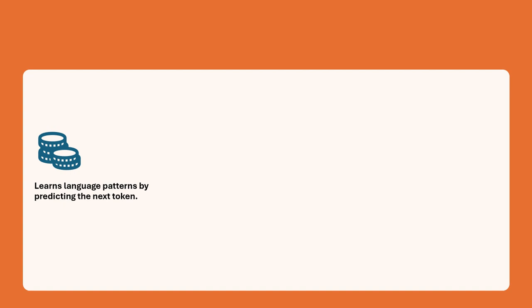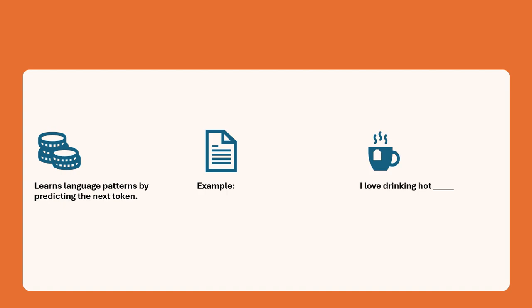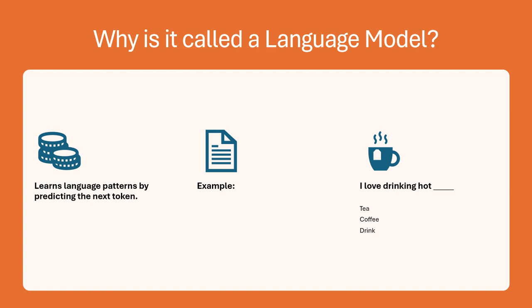Now, why is it called a language model? The second part of the name is language model. Its main task is surprisingly simple. It predicts what comes next. For example, if I write "I love drinking hot", it can make simple predictions like tea or coffee, based on the patterns that it learned during the training. This simple prediction process, repeated many times, allows it to generate paragraphs, stories, quotes, and conversations.